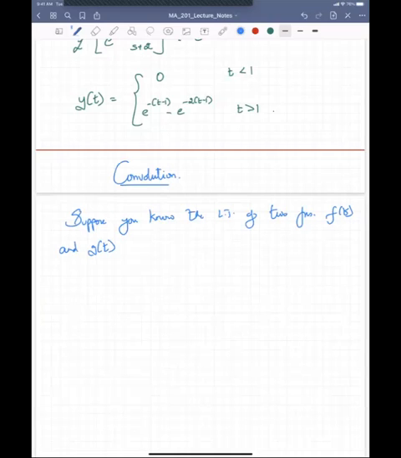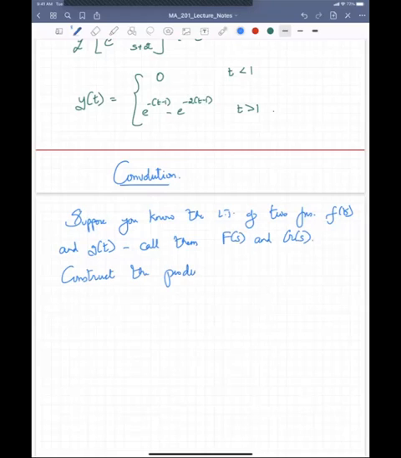Okay. So call the Laplace transforms, using our usual notation, F of s and G of s. The Laplace transform is the capital letter of the letter used to denote the function, and it's a function of s and not t, of course. Okay. Now, knowing F of s and G of s, you can construct the product H of s equals F of s times G of s.